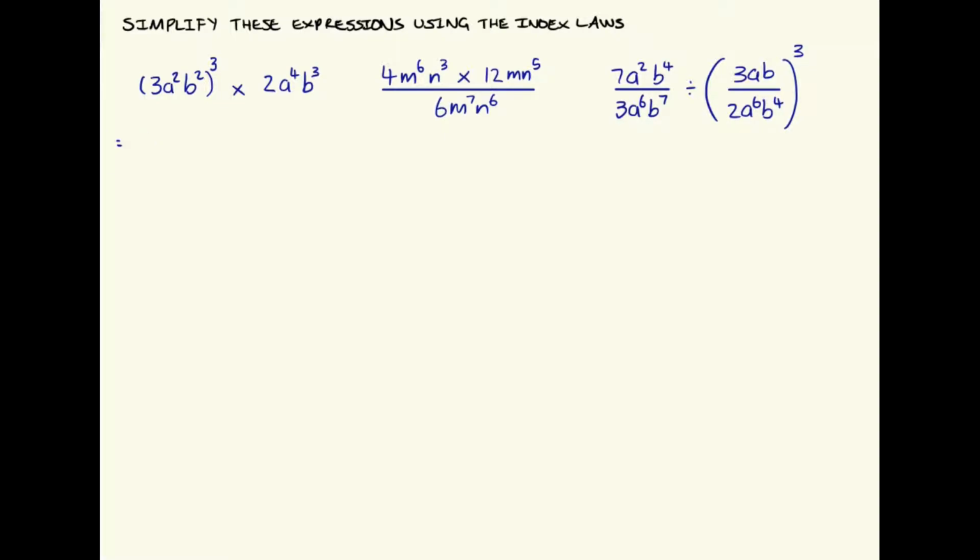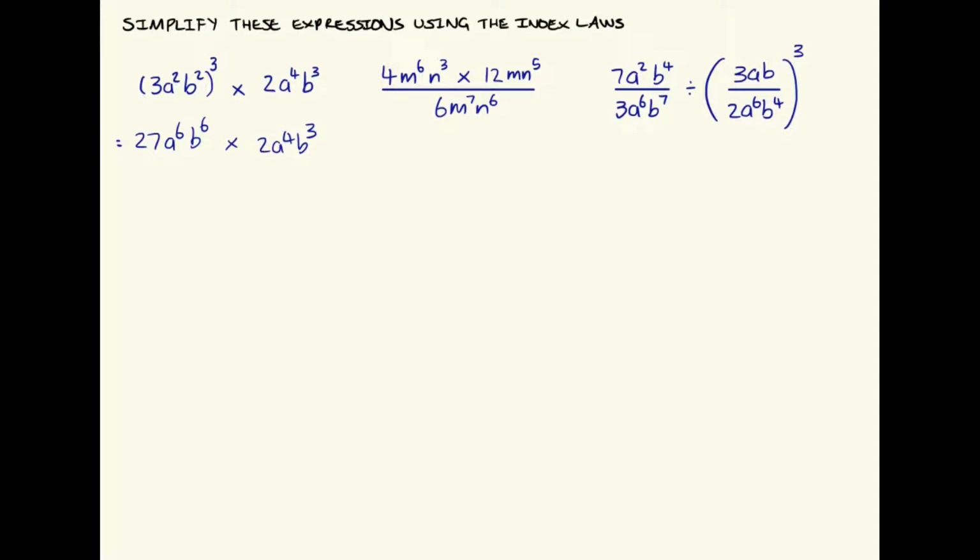The 3 will become cubed. So 3 times 3 times 3, that will be 27. I might just use a lighter stylus here. 27. And now a to the power of 6 multiplied by b to the power of 6 multiplied by 2a to the 4 b to the 3. Okay. So what we can do now is we can start collecting our like terms.